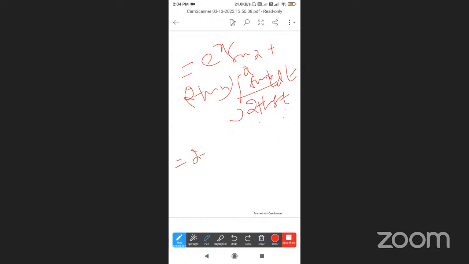The integration value is minus log of (2 plus cos t), with limits 0 to x. Applying the limits: at t equal to x we get 2 plus cos x, and at the lower limit 2 plus cos 0, where cos 0 is 1, so 2 plus 1 is 3. So this is the situation.